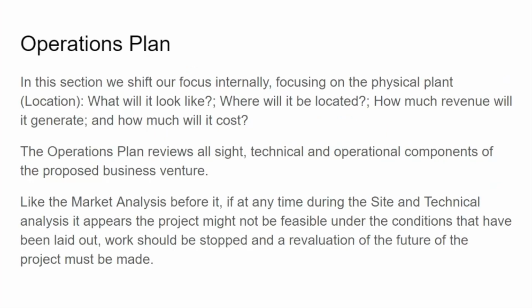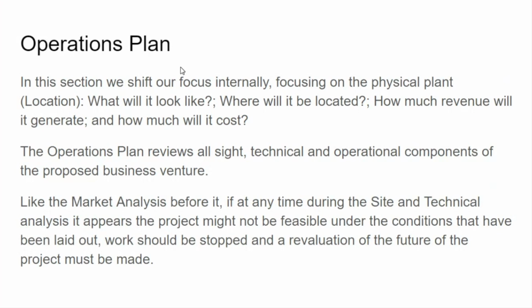So the operations plan is really focused on the nuts and bolts. So it's an internal focus, unlike the others, which are really as much externally focused as anything else. And it's really focused on the physical plant and what you're going to make at that physical plant. So what will the plant look like? How will it be set up? Where will it be located? How much can it make in terms of actual product? And that's going to translate into revenue, which is, if I can make 600 units and sell them at $100 each, there's the revenue. We've got to think about our costs.